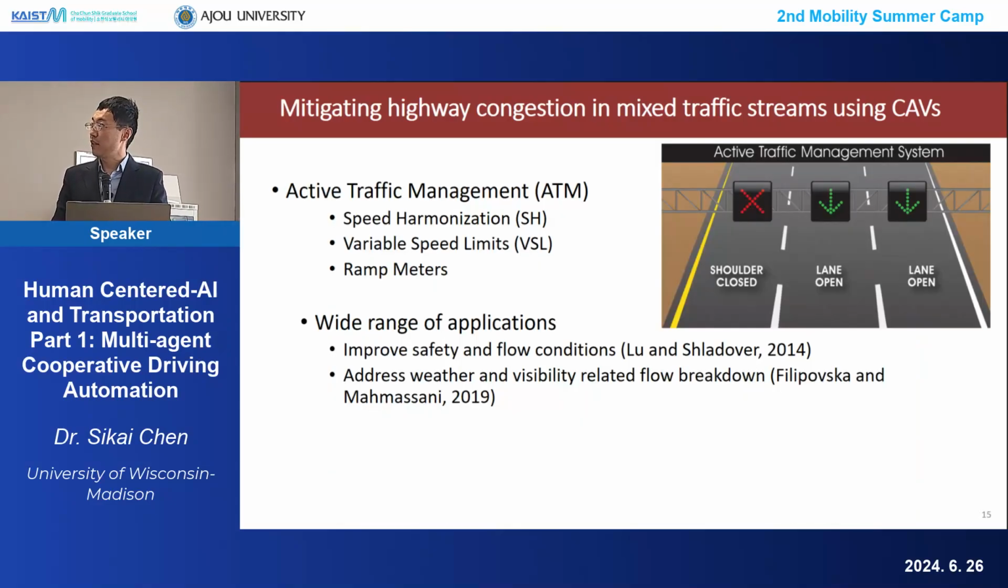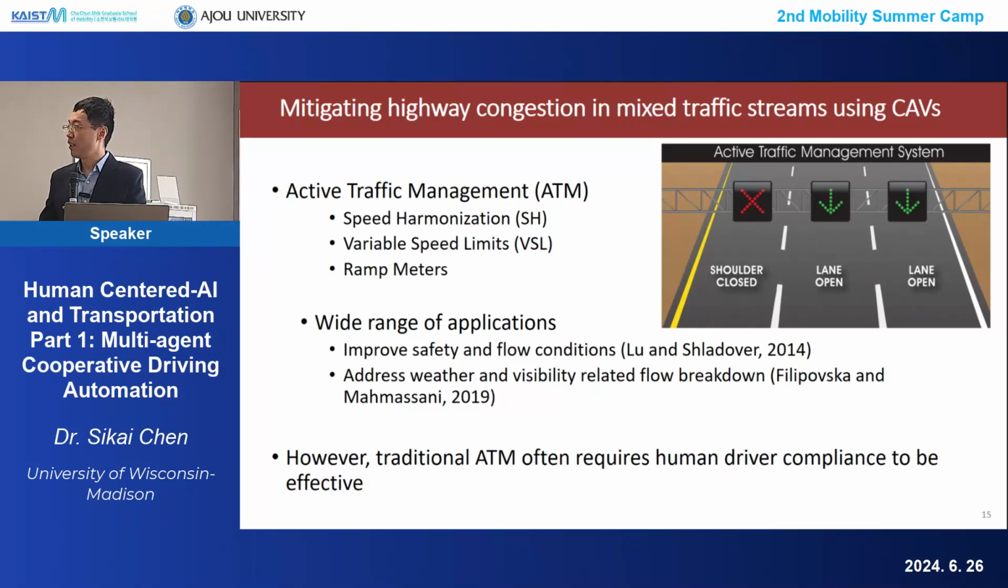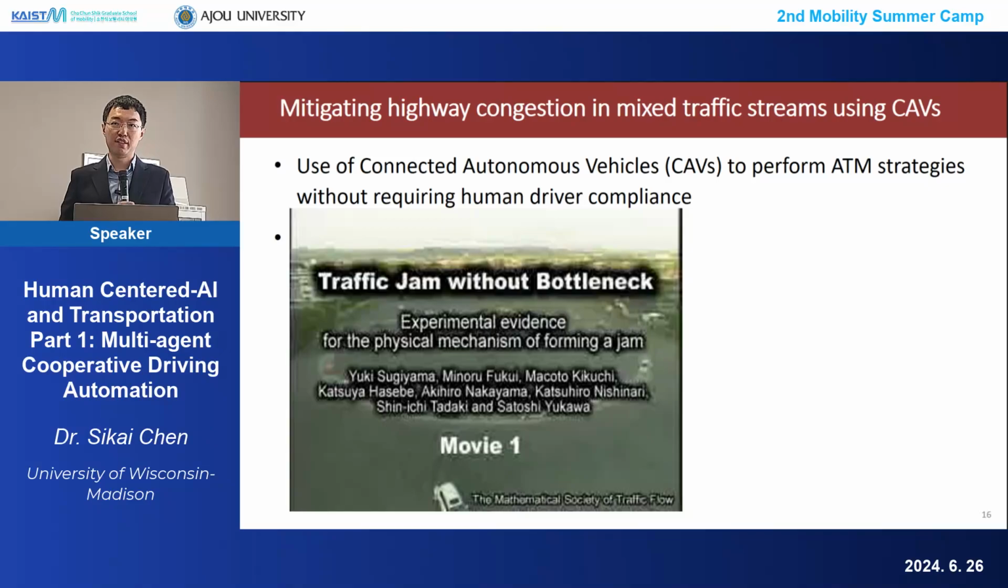So researchers have been working on active traffic management, ATM, strategies like speed harmonization, variable speed limit, and ramp metering. But all these strategies require human drivers' compliance. If you are asking a driver to reduce his or her speed, he or she may not follow. But later on, if we use the CEV, we can do this pretty well.